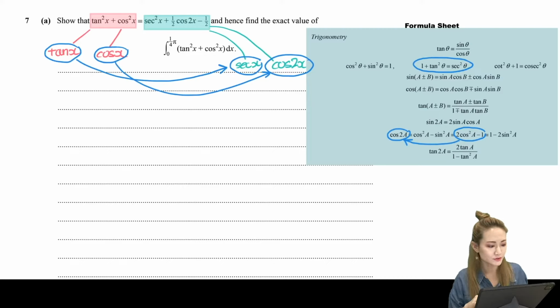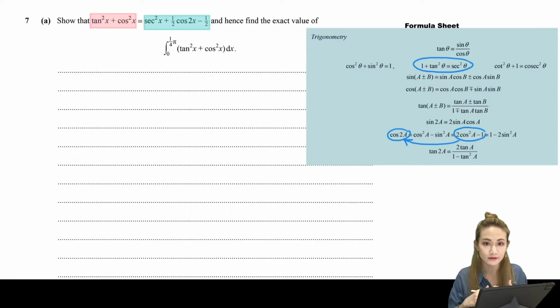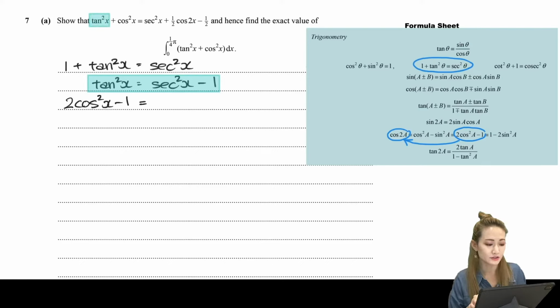Before you use them, we want to replace the tan squared x. So we need to rearrange the identity 1 plus tan squared theta equals sec squared theta, so that tan squared theta is the subject of the formula. In this case, tan squared x would be the subject. If you do that, tan squared x equals sec squared x minus 1, and we will use this to replace tan squared x.